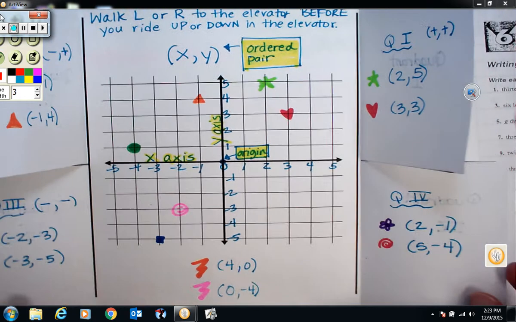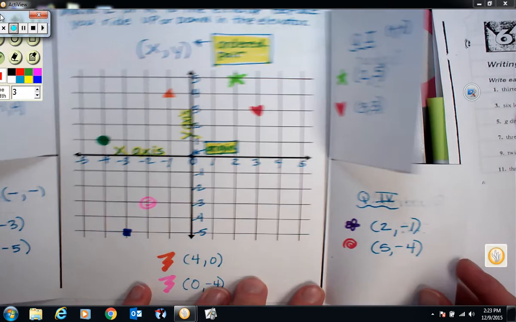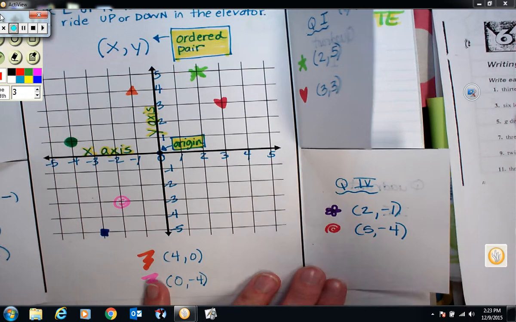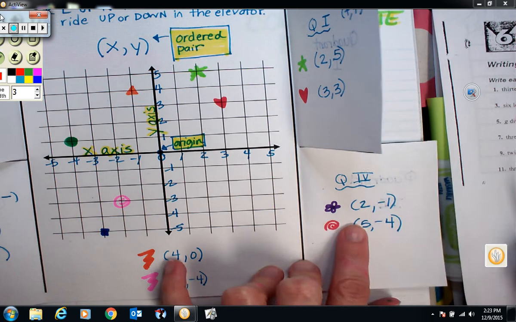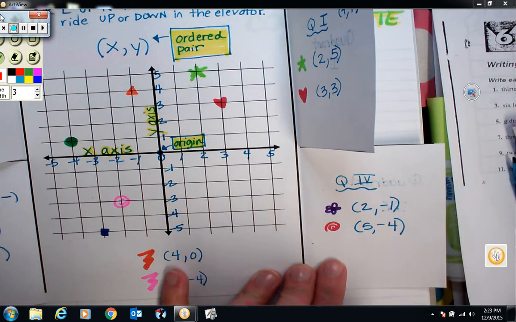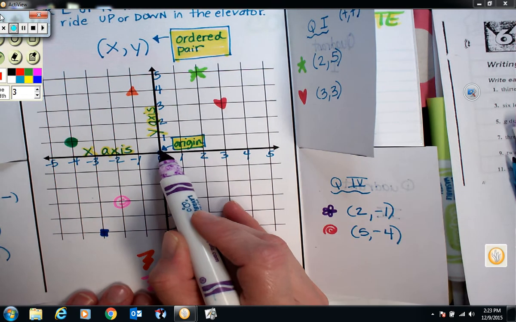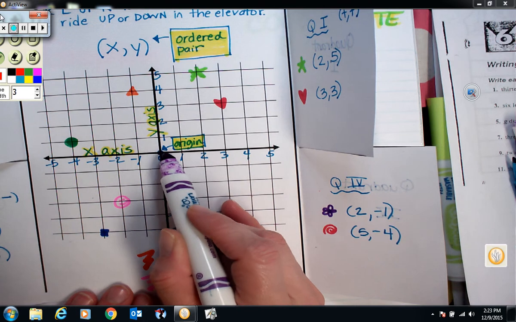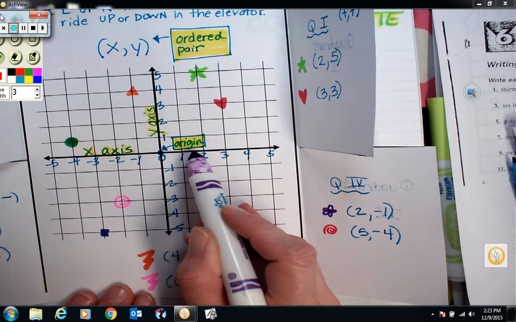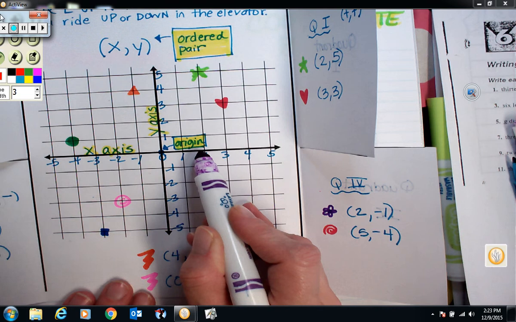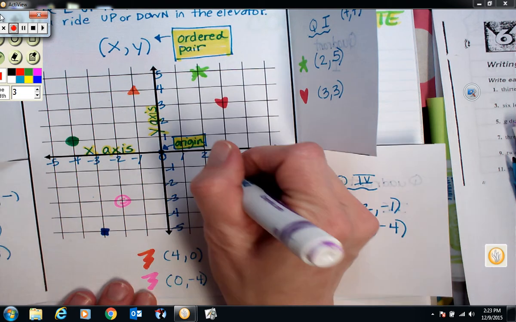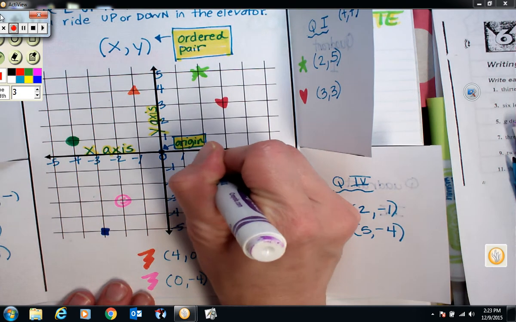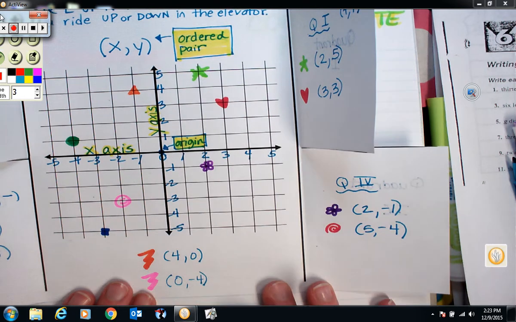And lastly, we want to graph in quadrant 4. So for quadrant 4, I'm going to graph a purple flower at 2, -1. So I'm going to start again on my origin. My x value is first, so I'm going to move horizontally 2 places to the right, and then down 1 place to -1 on the y-axis, and put my flower right there at 2, -1.